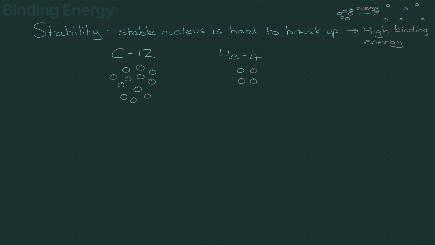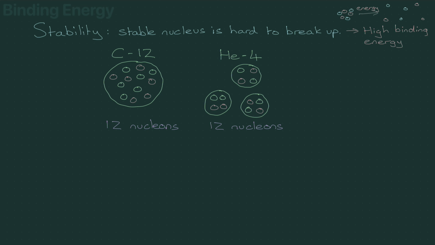Let's make it more fair by keeping the same number of nucleons. What if I have 1 carbon nucleus and compare it to 3 helium nuclei? Both have a total of 12 nucleons, but the stability is different.